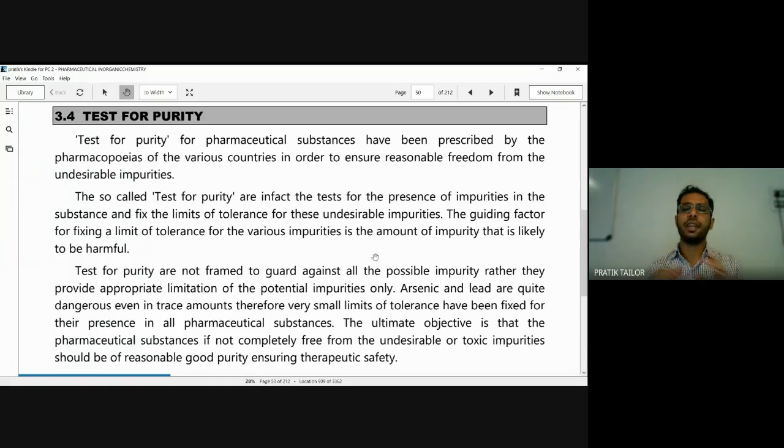So these are tests which are giving us the idea about purity of the compound, or these are the tests which are giving us the idea about impurity which is likely to be present. So these are the tests for purities. Okay.